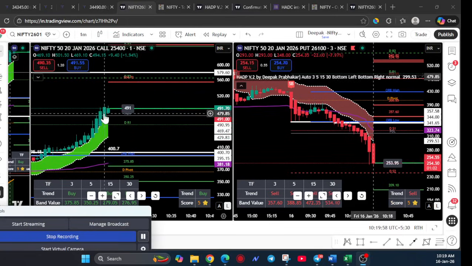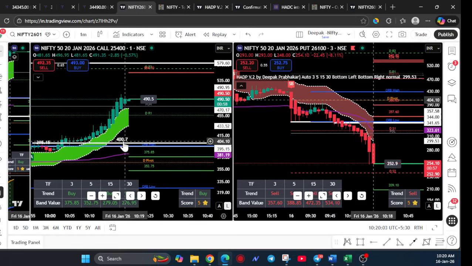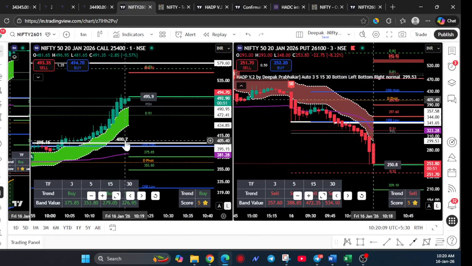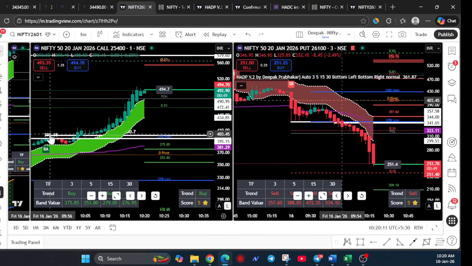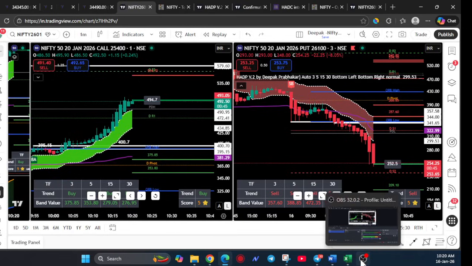So this made a high of 501, my God. 100 points on a 1 minute candle. 501.5 is the high it has made. Almost 100 points on a 1 minute candle. 105 points on a 3 minutes candle. What more can you expect? Of course, it's a trending day.